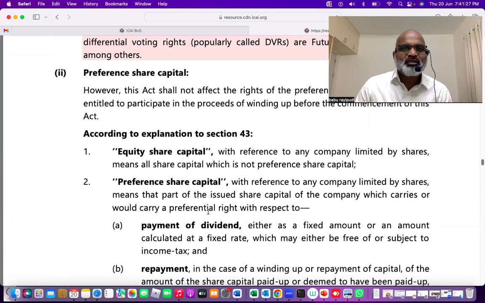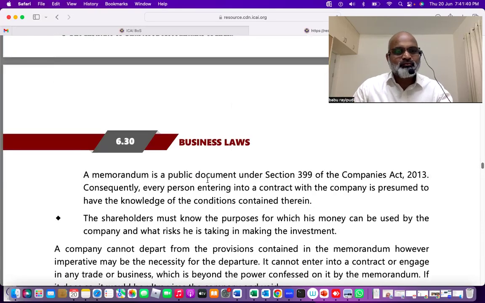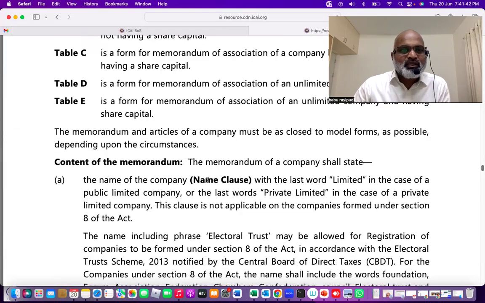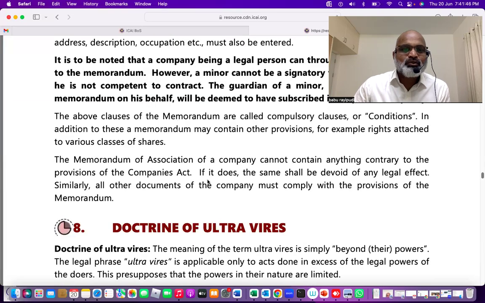Shares will be numbered, transfer, preference share capital. Memorandum of association contents you go through, all six clauses and tables. Each clause you go through.